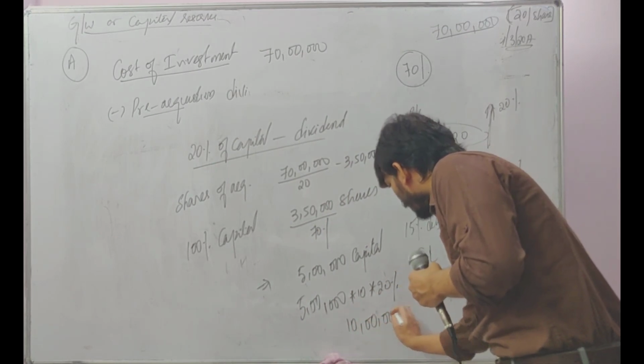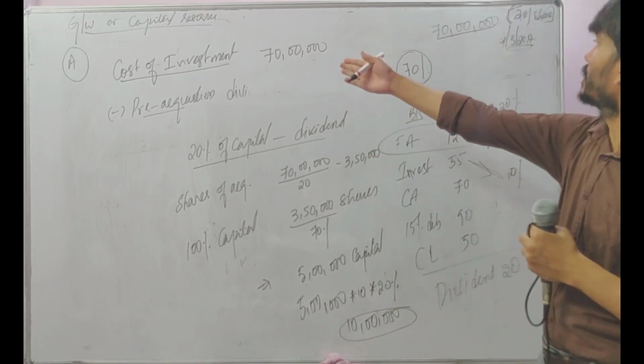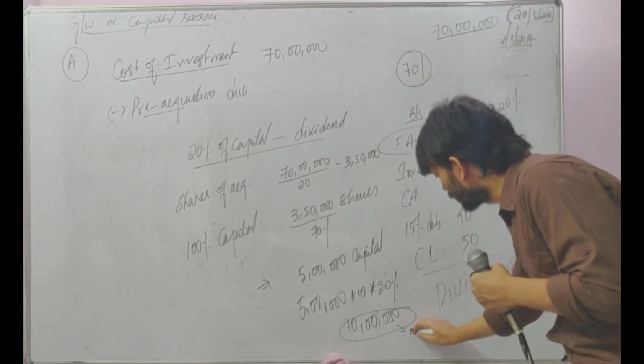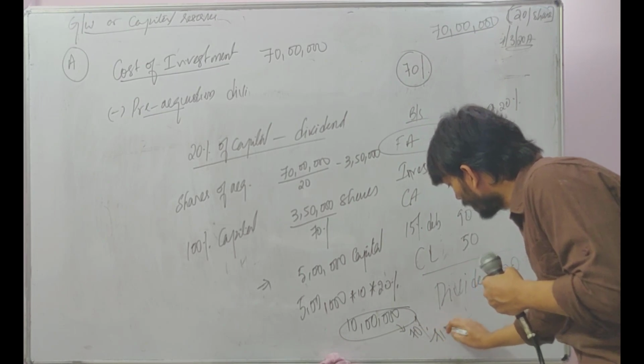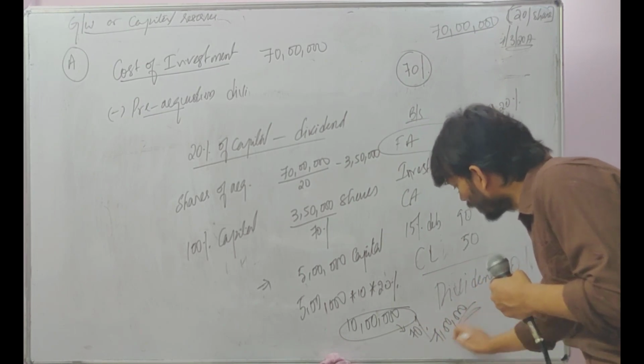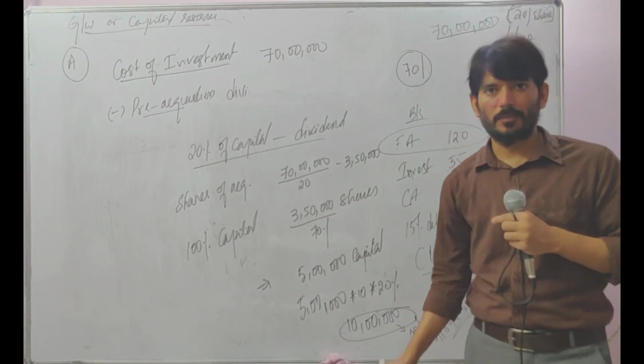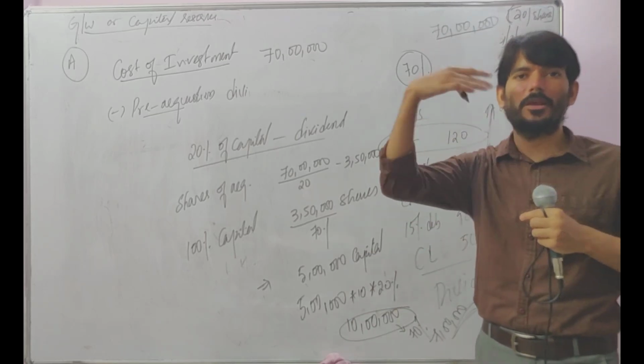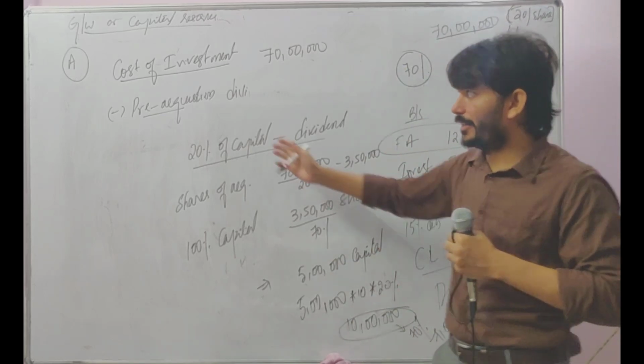So 10 lakh is the dividend, out of which our percentage is only 70%. So 7 lakhs is our pre-acquisition dividend. Are you understanding? I am trying to give you the logic. You have to apply on your own. We have started here first.